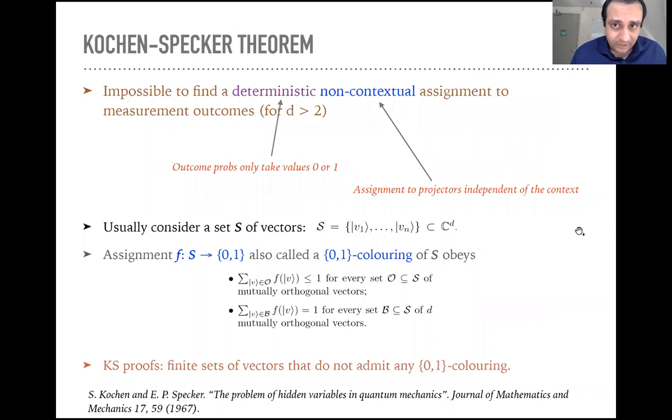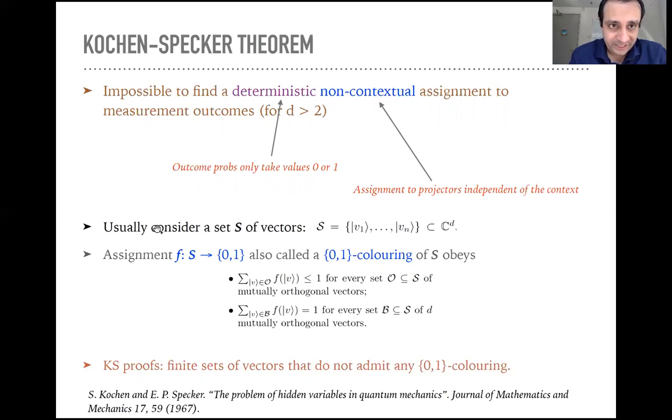A quick motivation for what we did. Essentially, we are working on the Kochen-Specker theorem, which you may know. A brief recap is that the Kochen-Specker theorem states that it's impossible to find a deterministic, non-contextual assignment to measurement outcomes on quantum systems for Hilbert spaces of dimensions greater than 2.